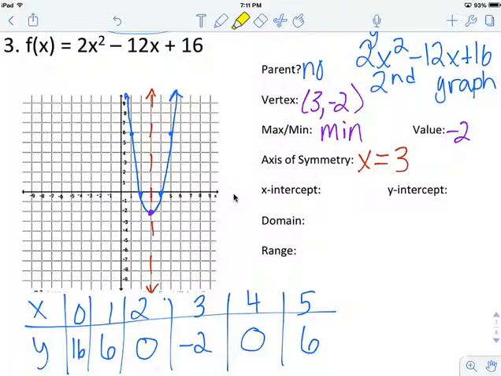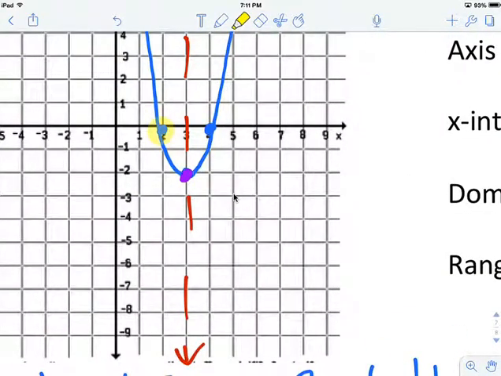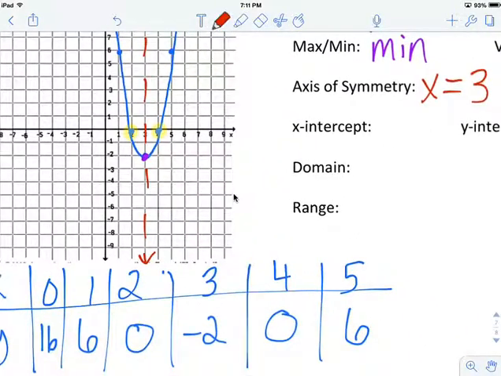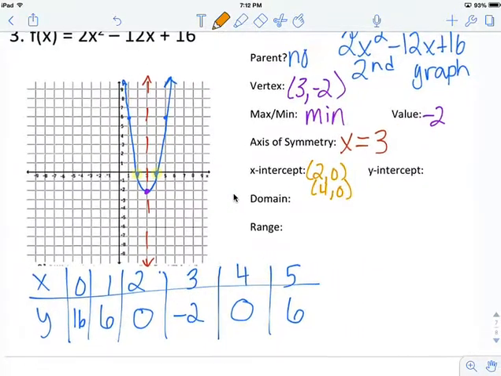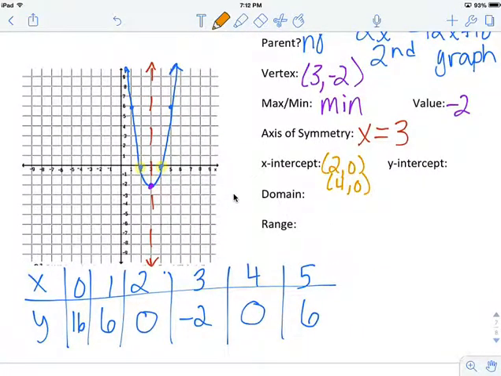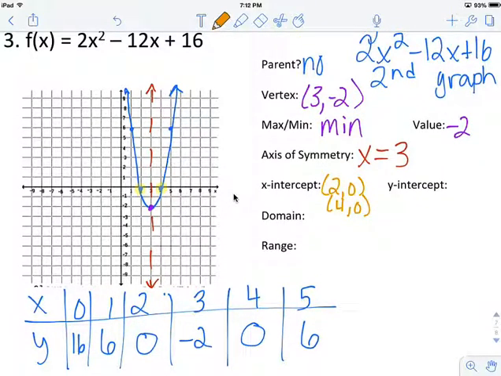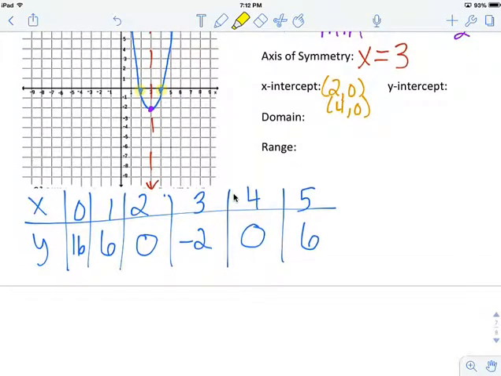I have two x-intercepts. I cross at 2 and at 4. So we're going to label that as 2, 0 and 4, 0. And then here's the tricky part on this one. On our graph, it looks like there's not a y-intercept because we couldn't fit it. But if you look at your calculator table, I am crossing y at 16.